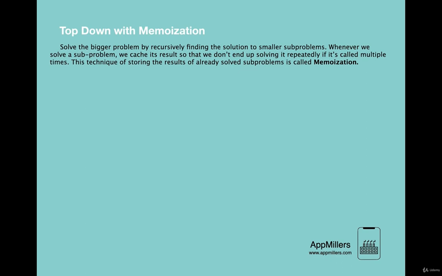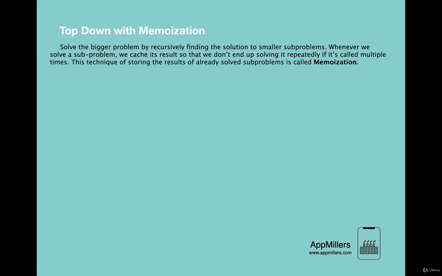In this approach we try to solve the bigger problem by recursively finding the solution to the smaller subproblems. Whenever we solve a subproblem, we cache its results so that we don't end up solving it repeatedly if it is called multiple times. Instead, we can just return the saved result. This technique of storing results of already solved subproblems is called memoization.